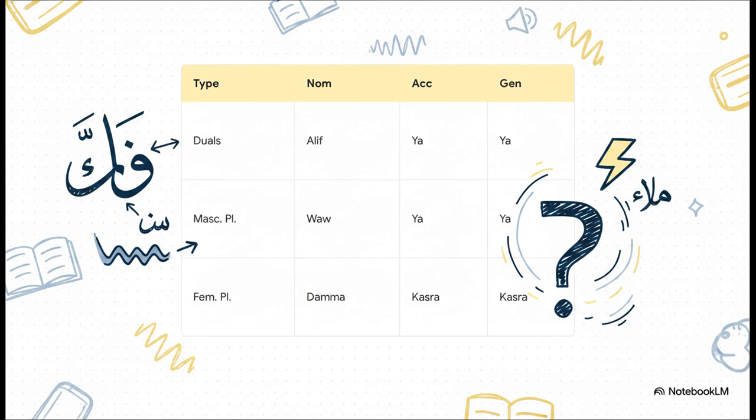Sound masculine plurals do something really similar. They use a waw for nominative and a ya for the others. But pay super close attention to the sound feminine plural at the bottom of the table. It uses a standard dhamma for the nominative state, but for the accusative state, where you would 100% expect to see a fatha, it takes a kasra instead. No way around it. That is a major trap for students, but it's such a brilliant quirk of the language.